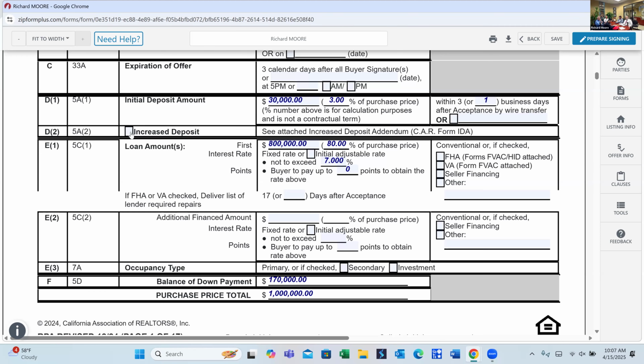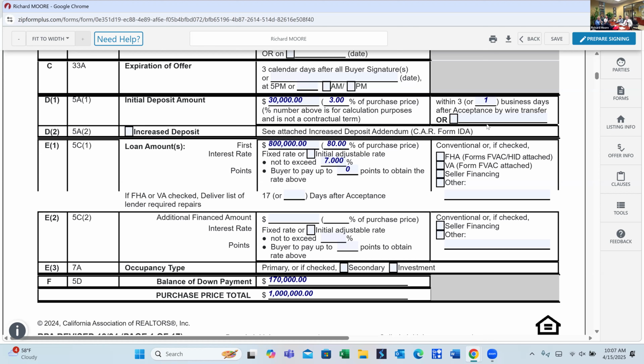Okay, then section D2, increased deposit. It's kind of a rarity. I'm just going to skip over that. There can be milestones, for example, that may be met during the transaction. If somebody gets to the time at which they're removing contingencies, maybe there could be a condition such that the buyer has an obligation to deposit additional money.